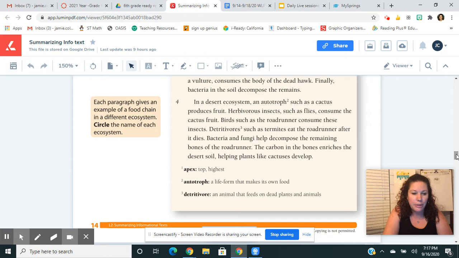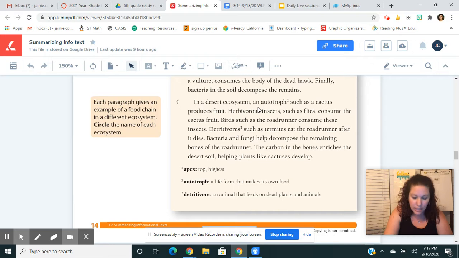So here are some vocabulary words that we just talked about. Apex is the top or the highest. Usually when we talk about apex, we talk about the apex, which would be the canopy of a rainforest, right? It's the top of the food chain in this particular article. An autotroph is a life form that makes its own food. So it talks about right here in the desert ecosystem, the autotroph, such as the cactus, produces its own fruit. So that is an autotroph because it makes its own food.